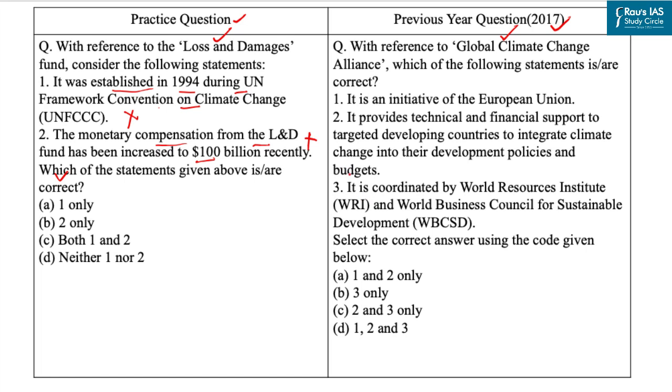So both these statements are incorrect. So our correct answer of this question is D, neither 1 nor 2. Answer of this PYQ is option A, that is 1 and 2 only.